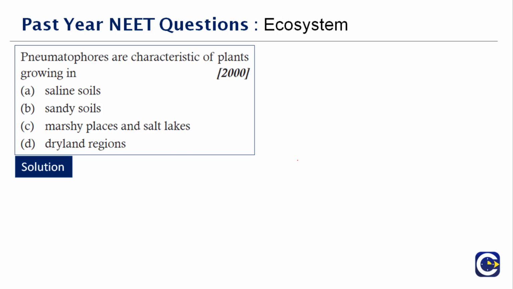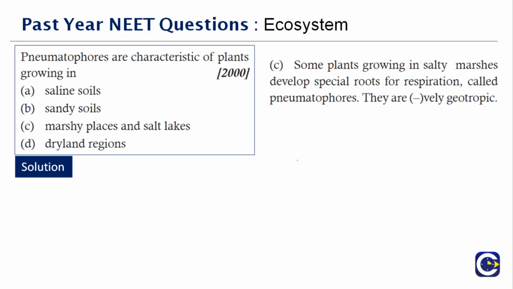Now they are asking, where does it grow predominantly? Some plants growing in salty marshy areas develop special roots for respiration. Even for that gaseous exchange to happen, you need a specialized root, and that root is helpful for the survival of the plant. Those roots are actually called nematophores, and they are negatively geotropic. Therefore, which place do they grow in? Option C, marshy places and salt lakes.